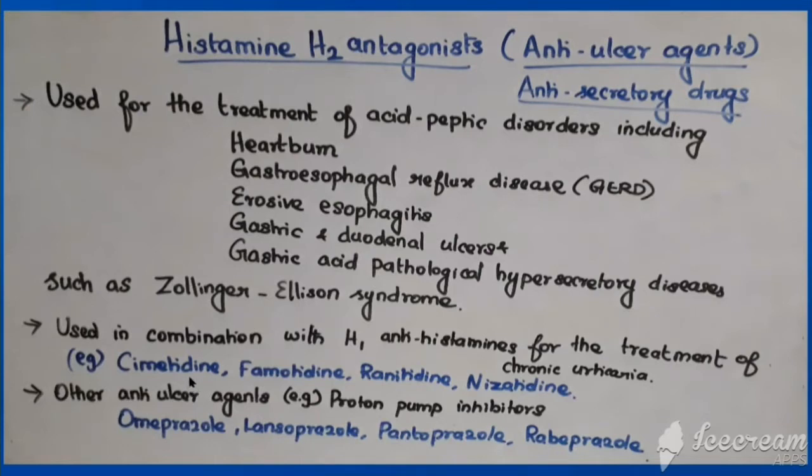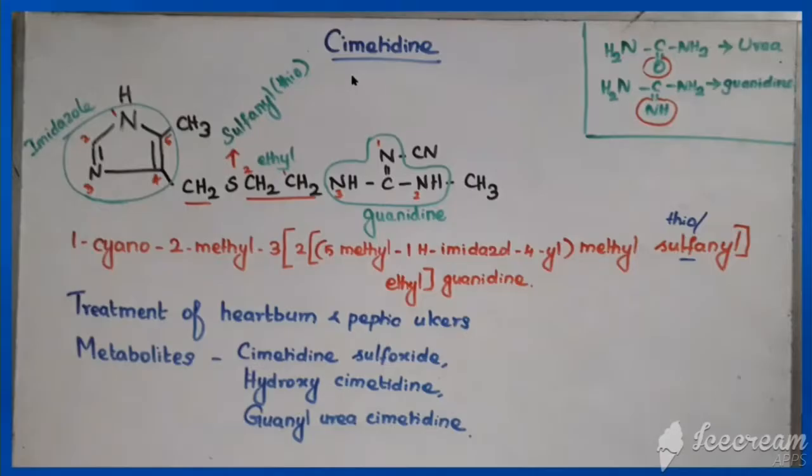Examples are cimetidine, famotidine, ranitidine and nizatidine. So these all come under histamine H2 antagonists. Some other anti-ulcer agents are available. They are otherwise called proton pump inhibitors. Examples for that are omeprazole, lansoprazole, pantoprazole and rabeprazole.